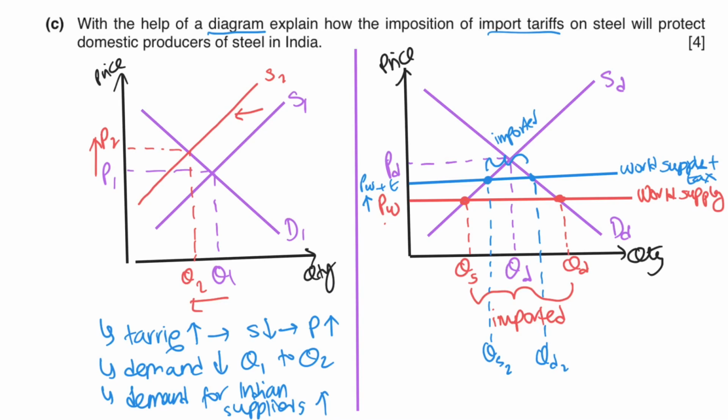Either of these diagrams are acceptable, but the main point that you should stress is that the tariffs are intended to protect domestic producers of steel in India by giving them an advantage, and basically it causes the demand for imported steel to fall.